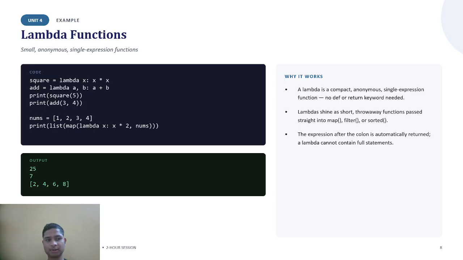So here we have the lambda function. Small, anonymous, single expression functions are known as lambda functions. The lambda function is a compact, anonymous, single expression function with no def or return keyword needed here. In lambda, it is a sort key function passed straight into map, filter and sorted. The expression after the colon is automatically returned. A lambda cannot contain a full statement.